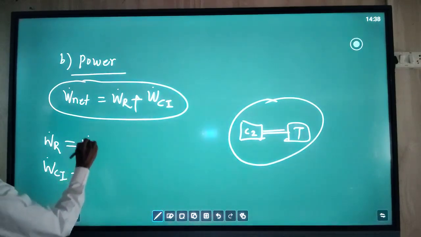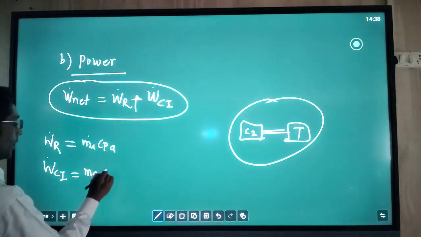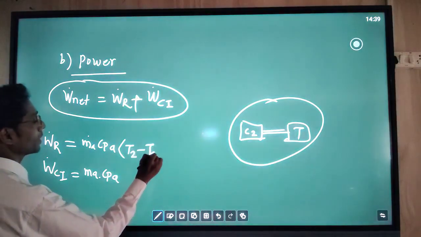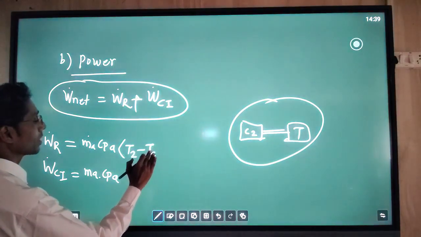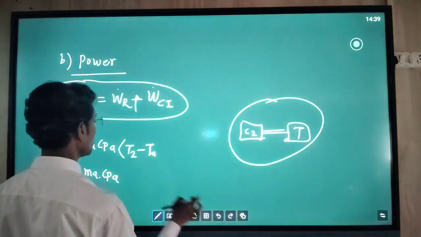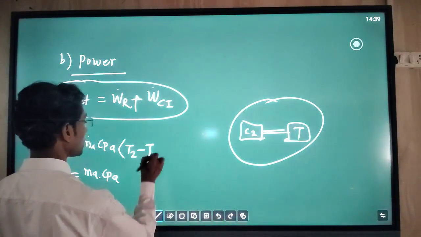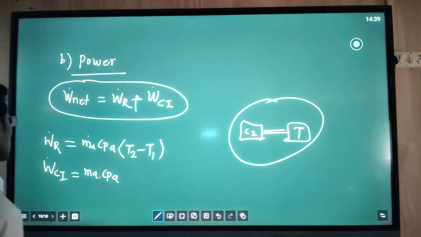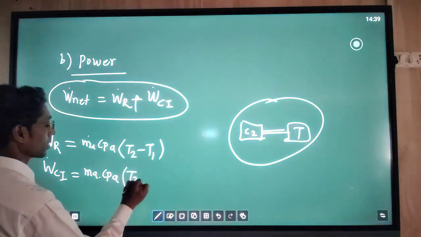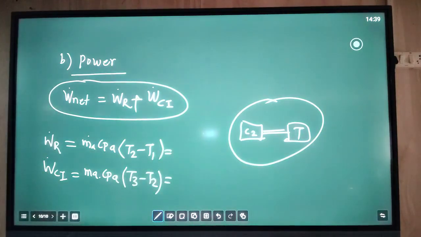So for that the formulas are m dot CP and the corresponding temperature difference. The ramming process occurs between point number 2 and 1. So that is why here the formula is T2 minus T1, and compression 1 takes place between point number 2 and 3. So here T3 minus T2. So now we will put the values.